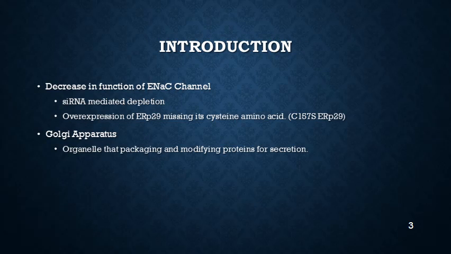Introduction. Decrease in function of epithelial sodium channels can be caused by siRNA-mediated suppression or overexpression of C157S ERP29. So C157S ERP29 is overexpressed mutated ERP29, which was mutated by taking the cysteine amino acid and replacing it with serine. Also, the Golgi apparatus is an organelle that packs and modifies proteins for secretion. And that'll be important later in the article.